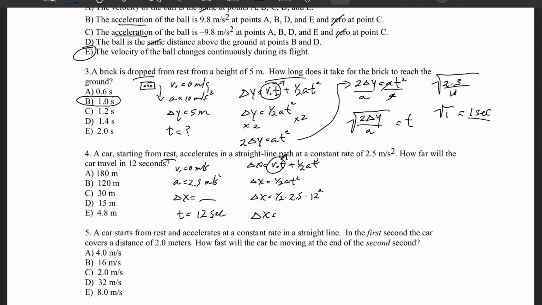So half of 2.5 is 1 1/4. 1 1/4 times 144, because 12 squared is 144. We get 180 meters. A is the best possible answer.